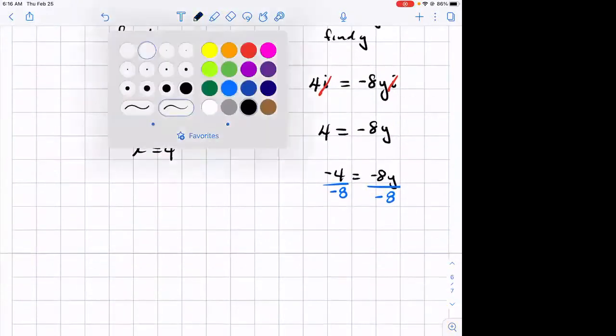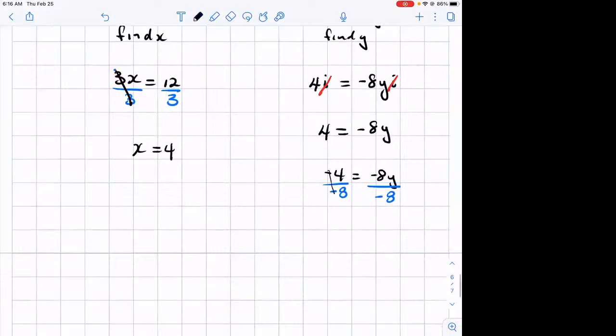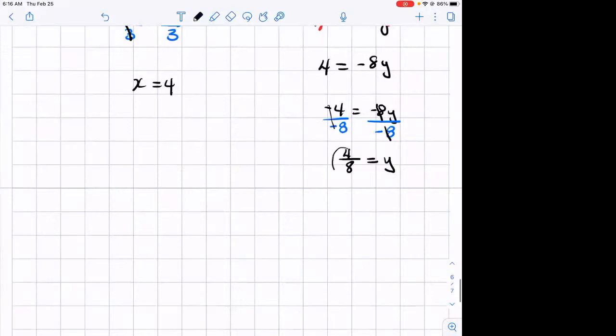And if we do this, the negatives will cancel, leaving you with 4 over 8. Negative 8 divided by negative 8 becomes positive 1. And we write the y. And this here can be simplified as 1/2.